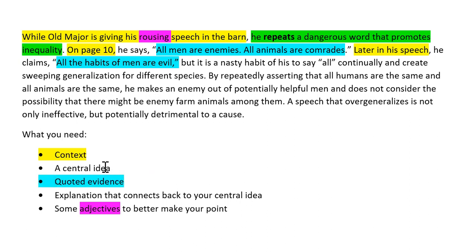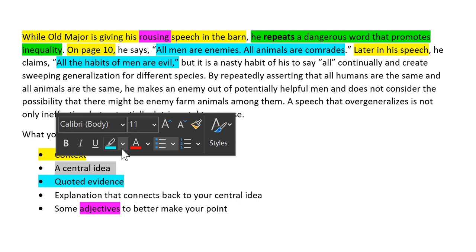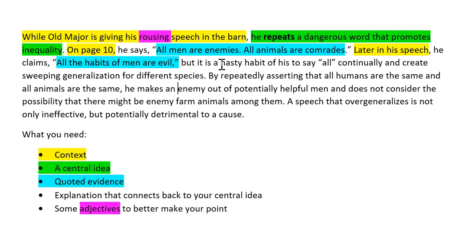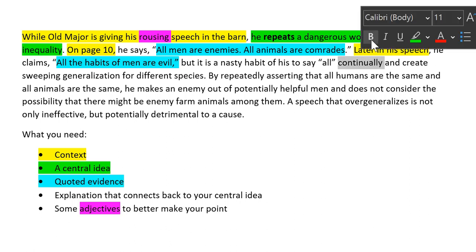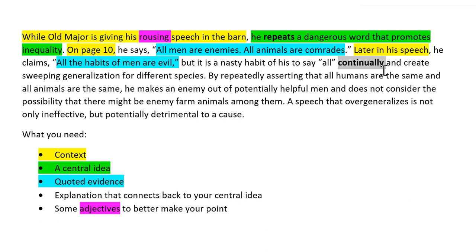Oh, and my central idea is in green. Sorry. But it is a nasty habit of his to say all continually. So I'm going back to this repetition bit here, so let me put that in bold too. Continually, and create sweeping generalizations for different species.